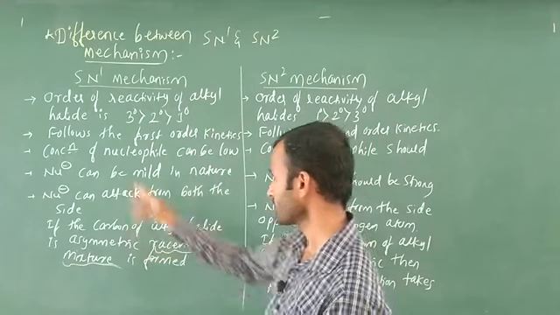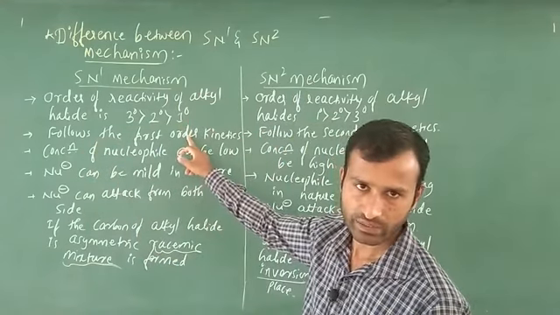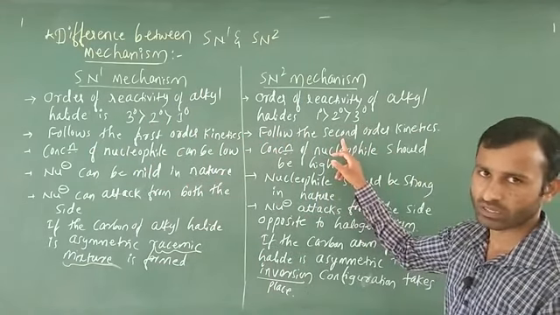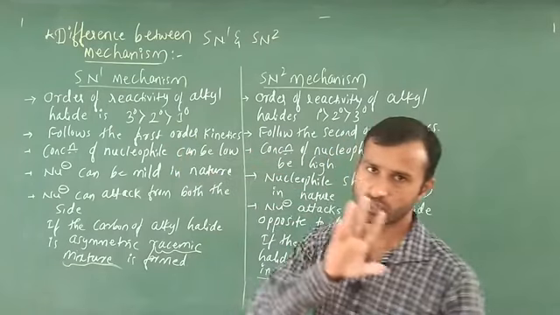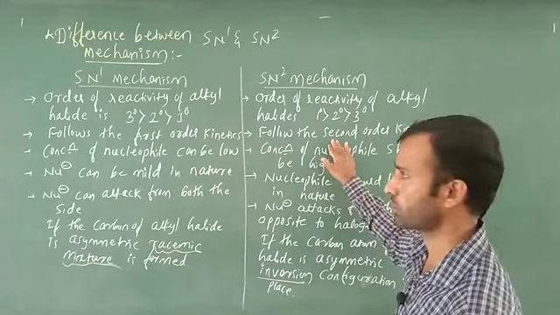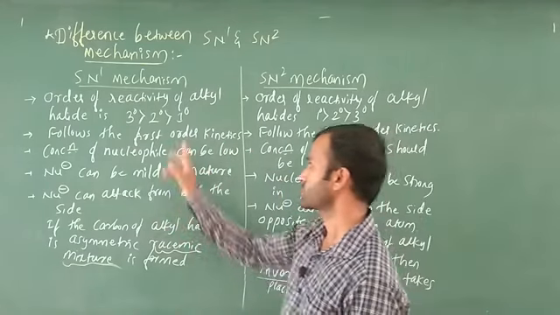Okay, next one is what? SN1 follows first order kinetics, and SN2 follows second order kinetics. Okay, I wrote it, don't worry. In some books they mention the order is 1, that is also right. In some books they mention the order is 2, that is also right, no problem. You have to write this one, otherwise you can write normally, order is 1. Okay, this is the second difference.